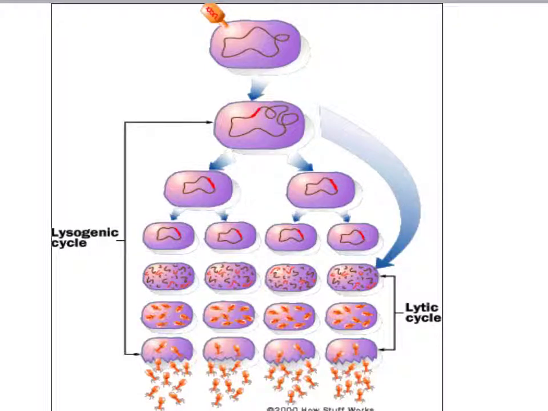So here's the original cell that becomes infected. And then, here's the prophage inserted into that cell. This cell divides here, and then this cell divides again. Now you have a multitude of cells that all have this viral DNA in them, kind of waiting for a trigger, waiting to go into this lytic cycle where the viral DNA takes over the cells and starts to copy itself.